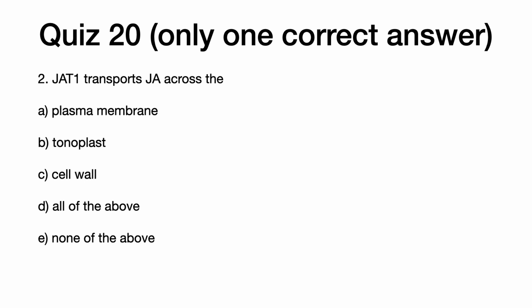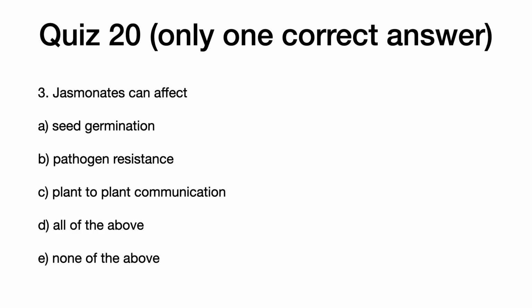2. JAT1 transports JA across the A. Plasma membrane, B. Tonoplast, C. Cell wall, D. All of the above, E. None of the above.